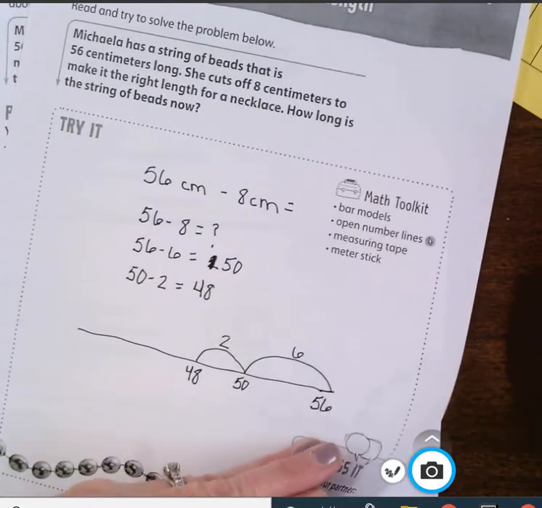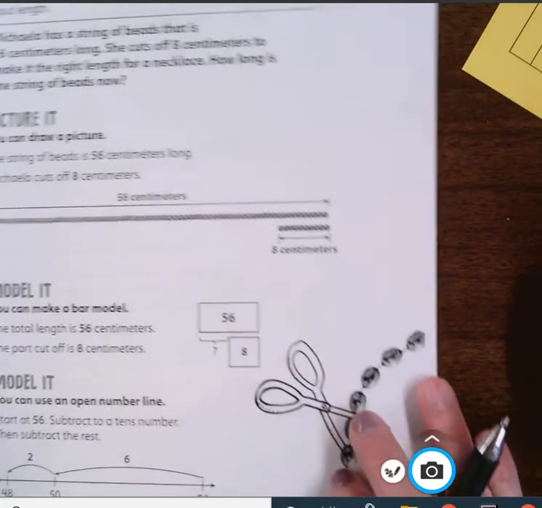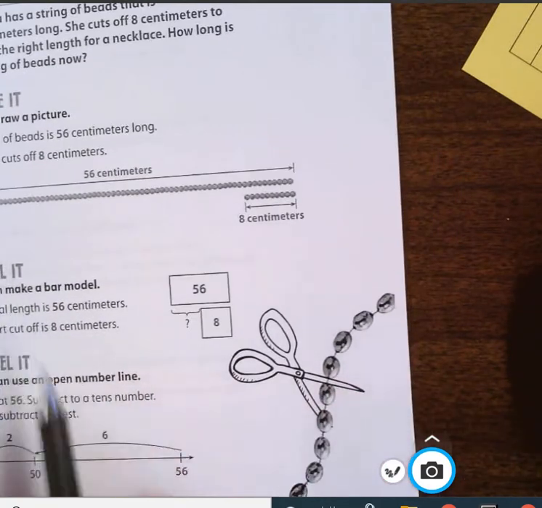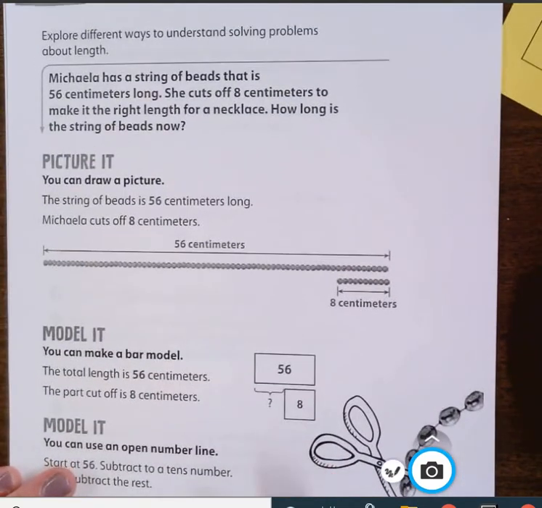Okay, let's go to the next page, 598. Explore different ways to understand solving problems about length. Michaela has a string of beads that is 56 centimeters long. She cuts off 8 centimeters to make it the right length for a necklace. How long is the string of beads now?